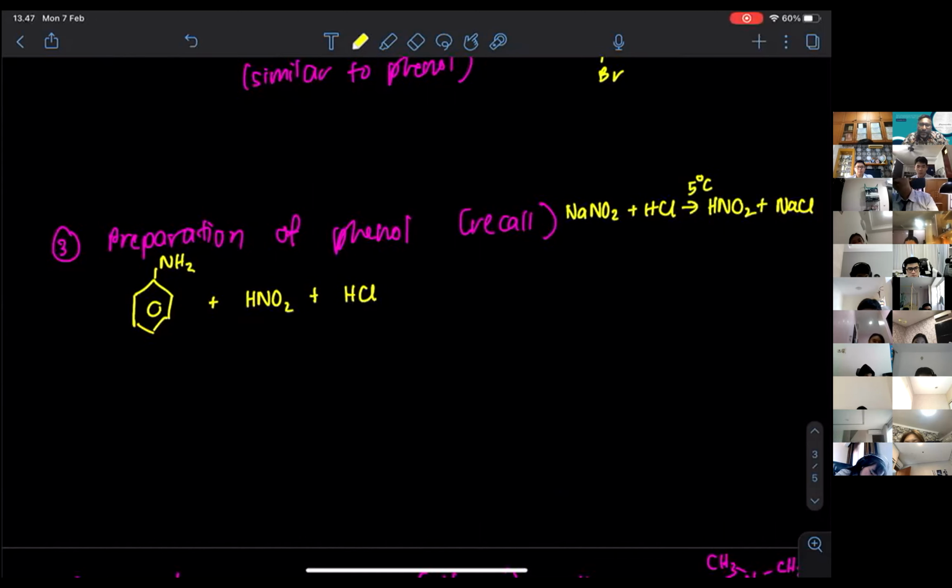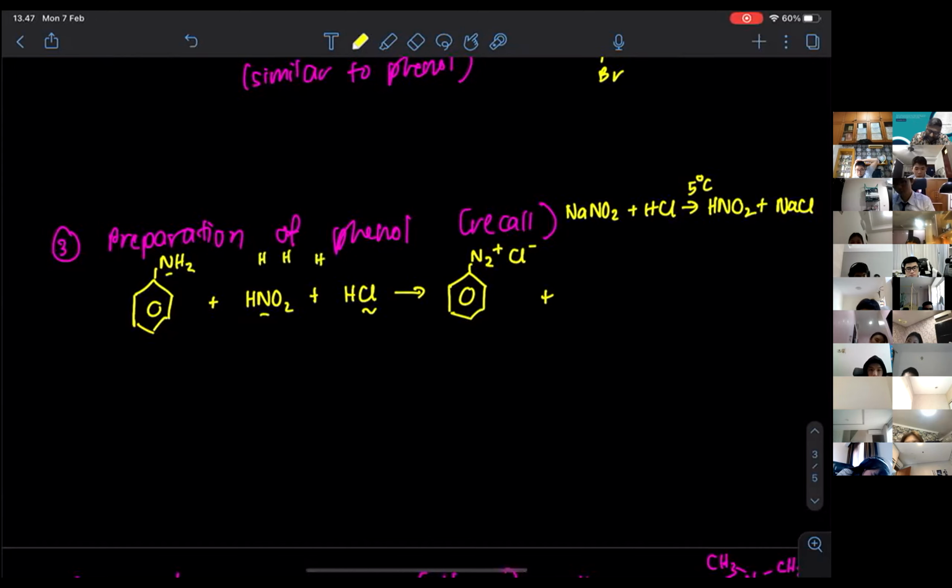So once you have that, they are going to react and give you this N2+ and then Cl-. If I'm not mistaken, this one is going to go there. So you have H, O, another H, so you are going to have 2 moles of water. You can join and write down, 2 moles of water.